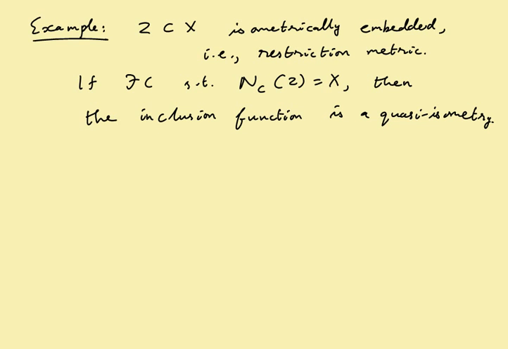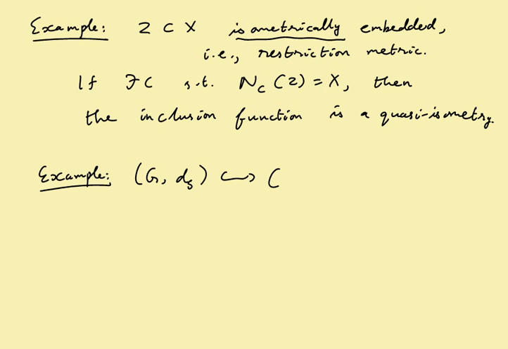So what happens in this case? Inclusion map is a quasi-isometry. This seems almost silly that I've even weakened it. All you needed was Z to be quasi-isometrically embedded, but isometrically embedded means that. But the reason for considering this simple point is that if you take G with the word metric d_S, well, this we have seen includes in the Cayley graph of G with the generating set S. This is a quasi-isometry.